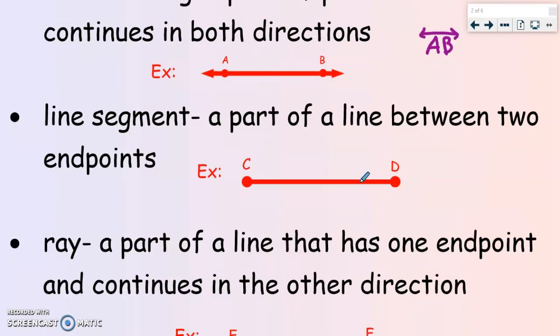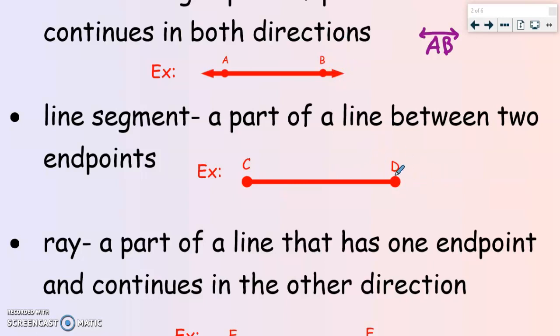Then we also have a line segment. This is a part of a line between two endpoints. And endpoints are exactly what they sound like. They represent the point in the line where it ends. Line segments have points at both ends. Notice how they don't have the arrows like the line did.